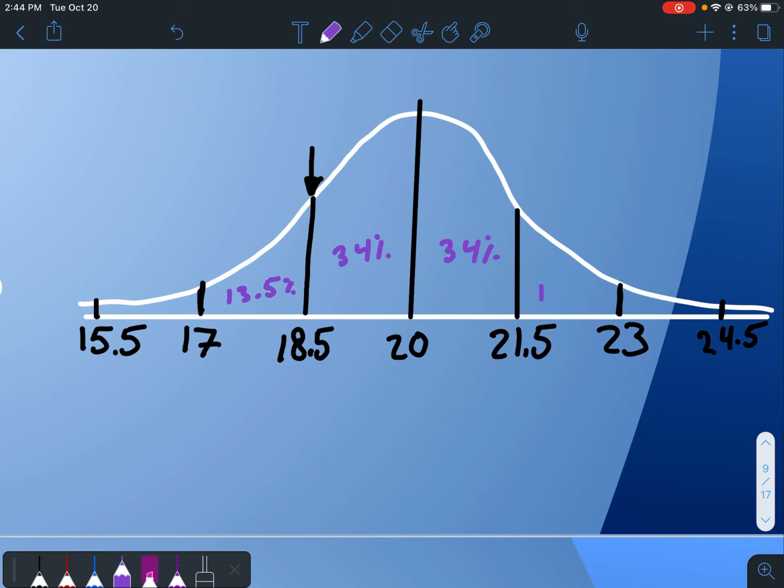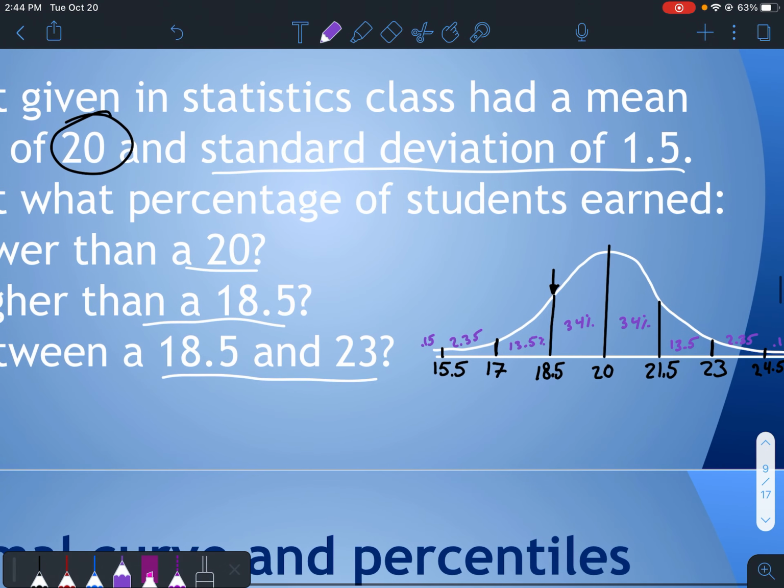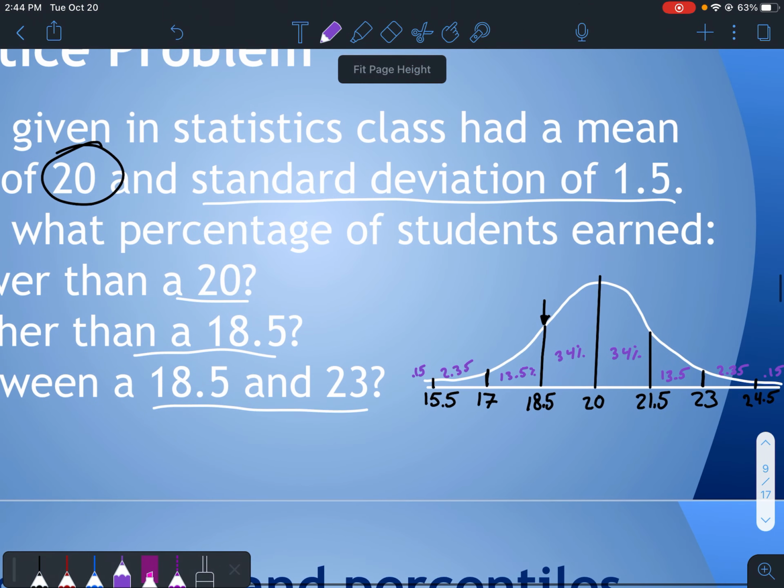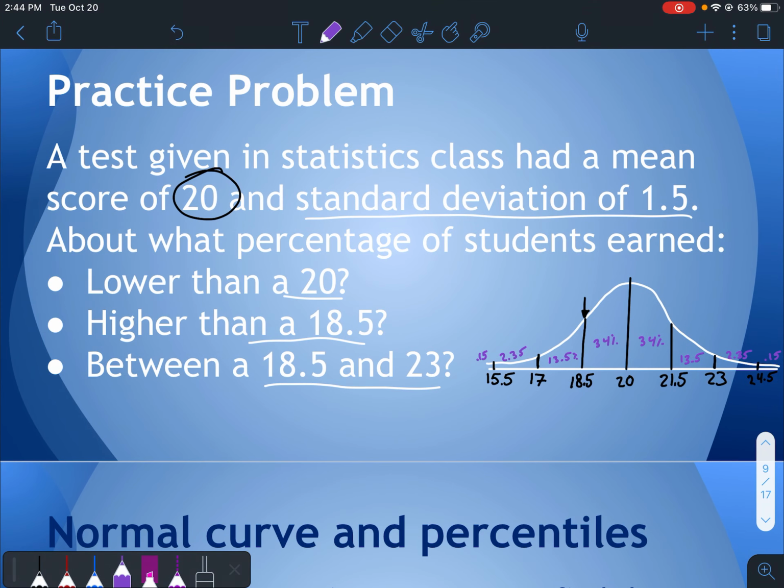I know that this is 13.5%. I know that this is also 13.5%. I know that this is 2.35%, this is 2.35%, and this is 0.15%. This is 0.15%. Because now you can utilize that property and just add up the chunks that you have there.